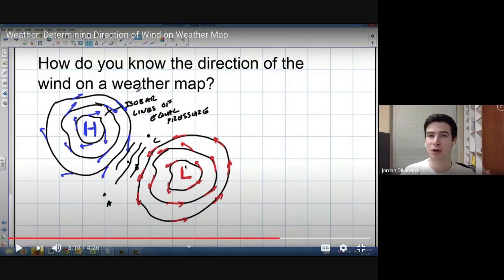Meanwhile, if you're closer to a low pressure zone, if you're above the low pressure zone, you can see that wind will be moving west. And if you're below the low pressure zone, you can see that wind will be moving east.